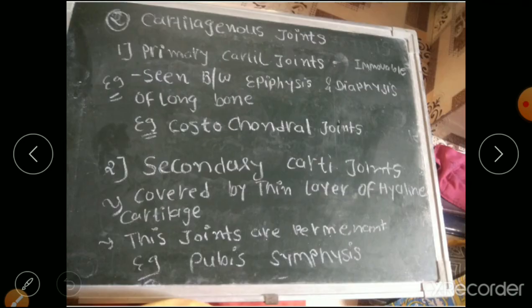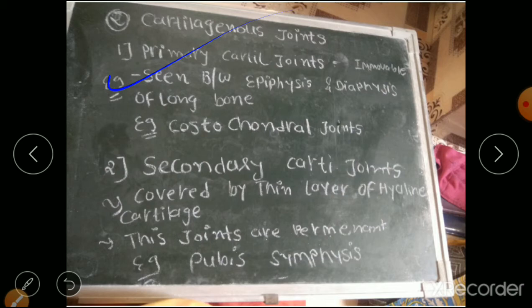Now second in the structural classification, the second type, that is cartilaginous joints. In cartilaginous joints we have two classifications again: primary cartilaginous joint and secondary cartilaginous joint. The primary cartilaginous joint is immovable, seen between epiphysis and diaphysis of long bone. The joint seen between the epiphysis and diaphysis of the bone is the primary cartilaginous joint and it is immovable. The example is costochondral joints, that is, between the ribs. So costochondral joints are the primary cartilaginous joint.